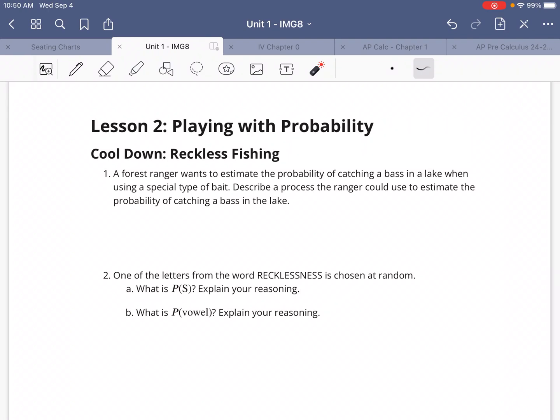This is from Lesson 2, Playing with Probability. Just like in Lesson 1, I'm going to go over some key concepts and some key definitions, and then I will give a little bit of guidance on this cool down right here.